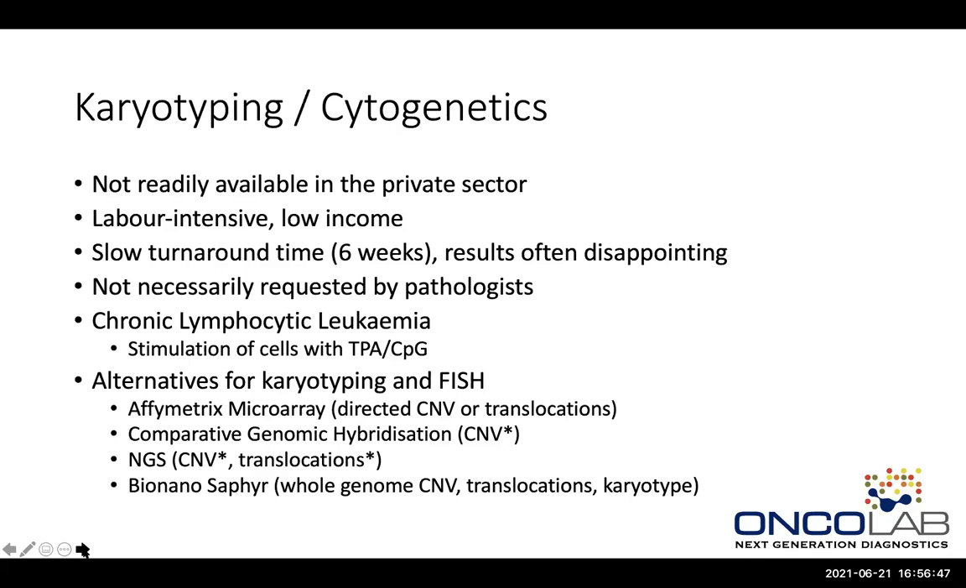Then there are some alternatives for karyotyping and FISH. The Affymetrix microarray is in Pascal Willem's lab. I know very little of this, but I do know that they use it for copy number variation. There is, in private practice, an instrument that does comparative genomic hybridization.